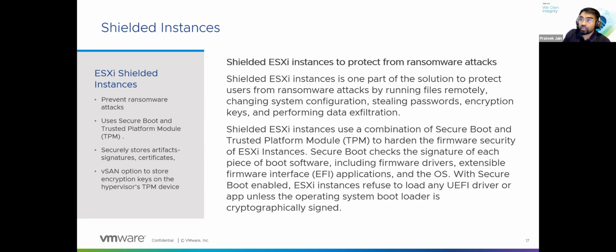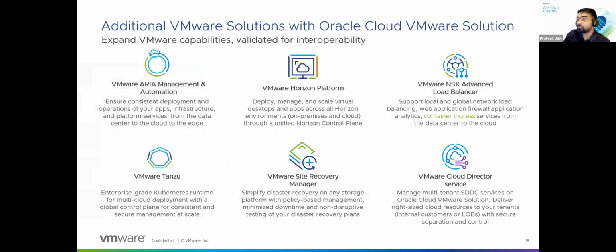It also gives you options to store vSAN encryption keys on the hypervisor TPM device. So if you're using KMS or vSAN encryption, you have options to use that as well. Now, these are all the additional VMware solutions which are available with OCVS as of today. You have VMware ARIA management and automation, the entire ARIA stack, starting from ARIA Operations for Networks to ARIA Operations for Logs, and ARIA Automation as well.